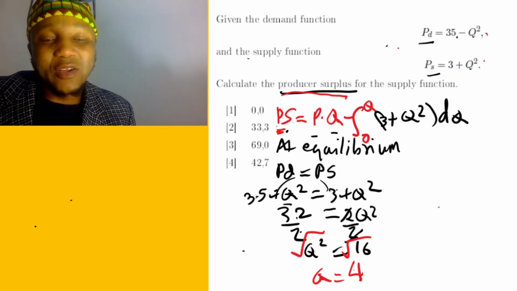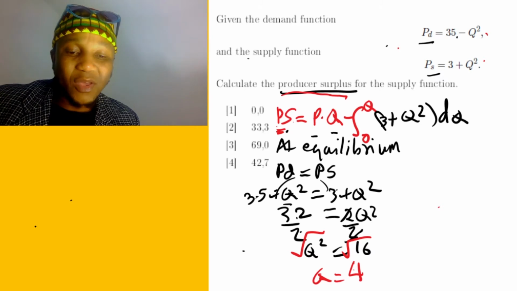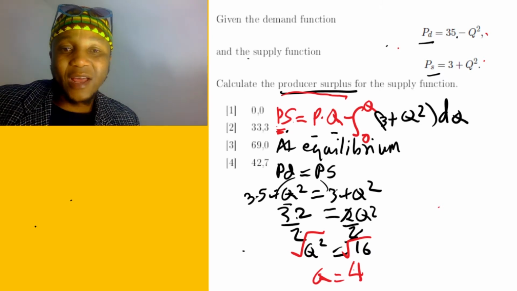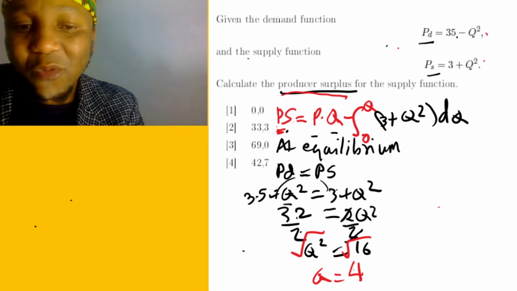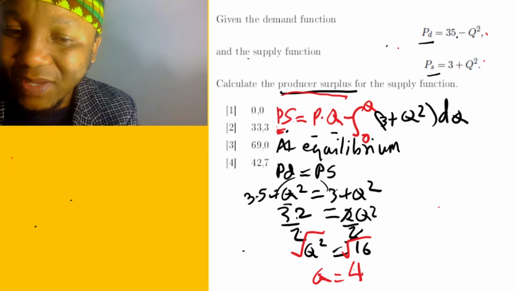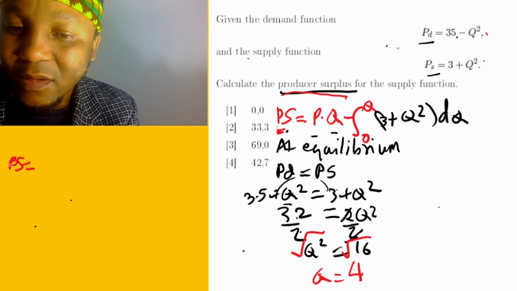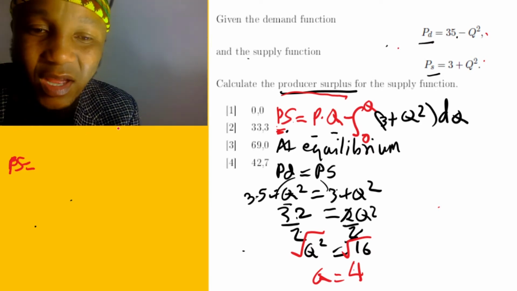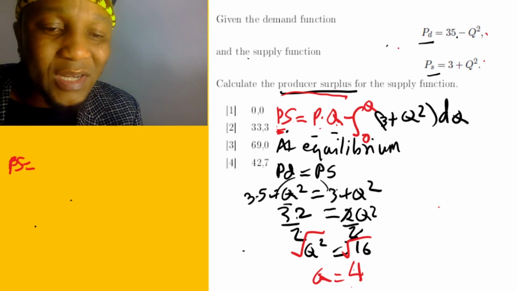But for me, I'm not going to write all of that, because in my solution I want to make sure that I save a lot of time. So now we want to get what? Producer surplus. So producer surplus equal to price times quantity. So our quantity we have equal to 4.